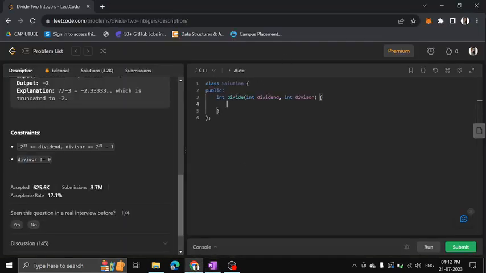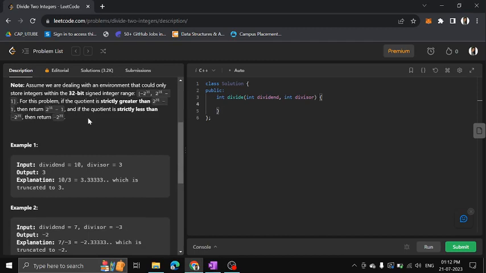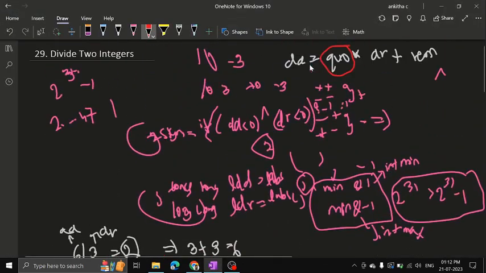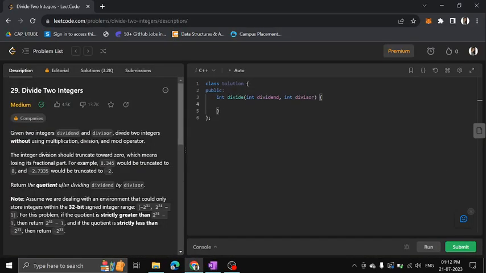So quickly we will program this. This time we'll use C++. I'll explain the Java code as well. So first, what was the first step? We have to check whether the minimum and maximum value is overflowing or not. So that case should be handled. If dividend equals int minimum and divisor equals 1, in such case return int minimum.